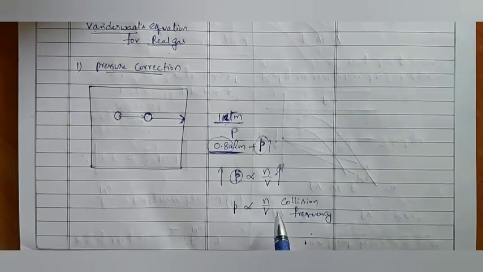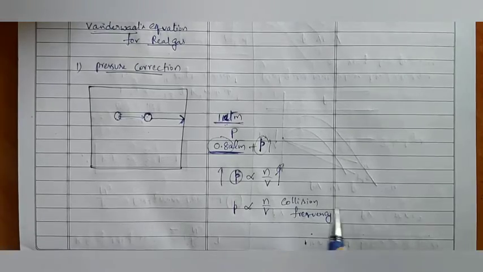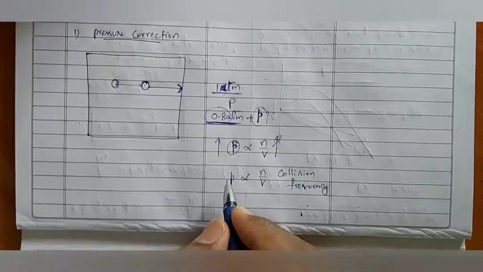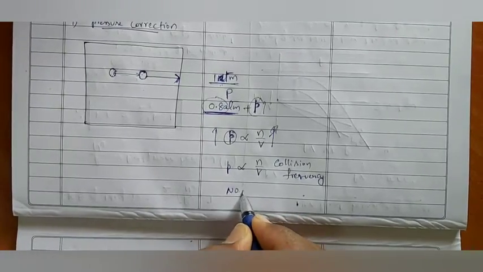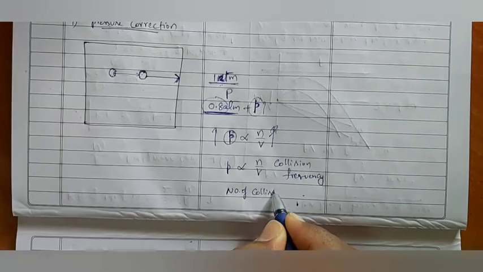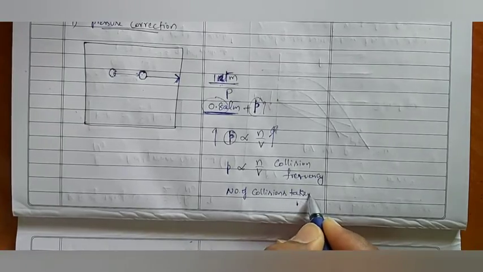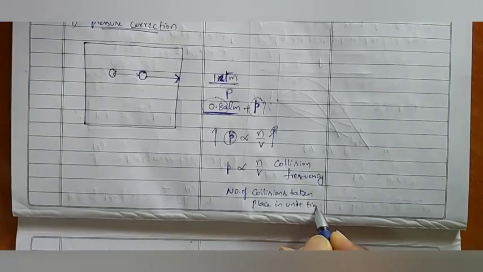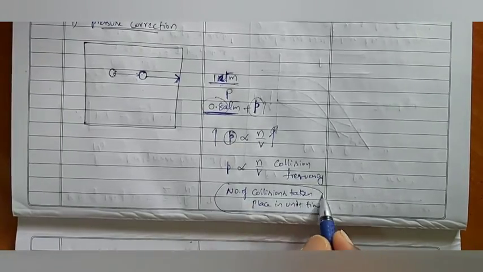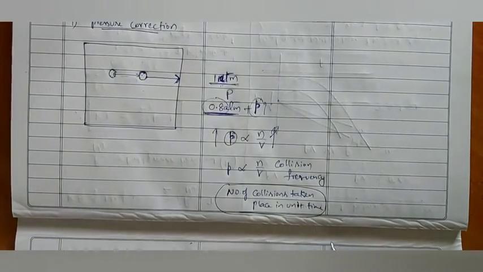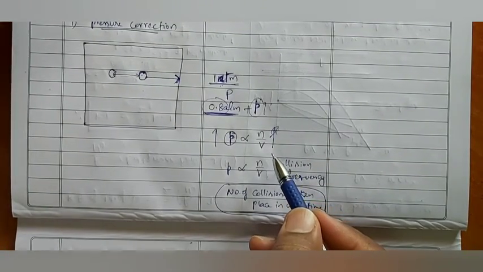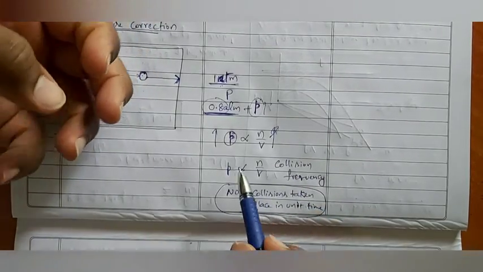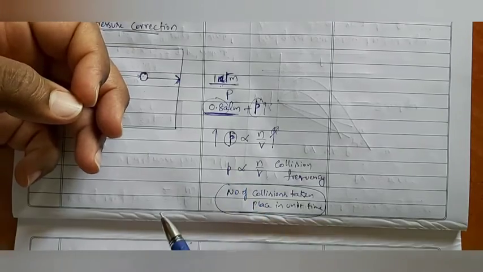If collision frequency is increased, collision frequency is nothing but the number of collisions taking place in unit time. That is called collision frequency. If the number of molecules present in the volume is increased, or the number of collisions taking place in unit time is increased, this correction in P also increases.